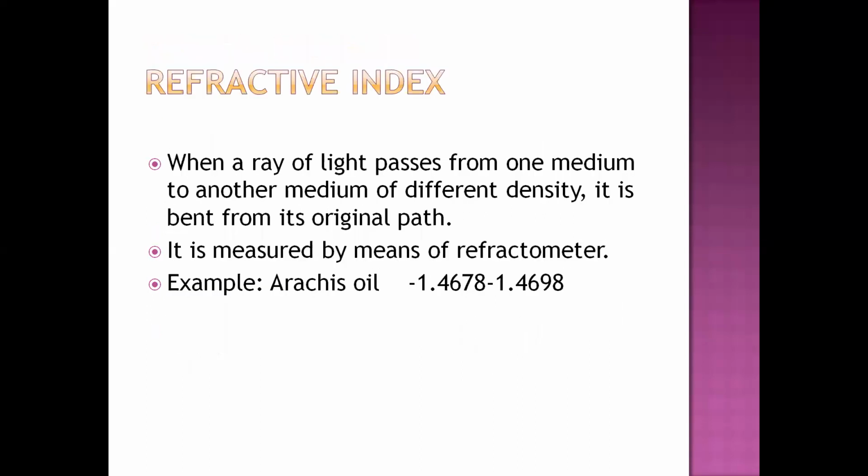Then comes the refractive index. Refractive index means when a ray of light passes from one medium to another medium of different densities, it is bent from its original path. When any light passes from one medium to another, it changes from its original path. And this refractivity is measured by the refractometer. The refractive index is also always fixed. For example, Arachis will have a refractive index of 1.4678 to 1.4698.